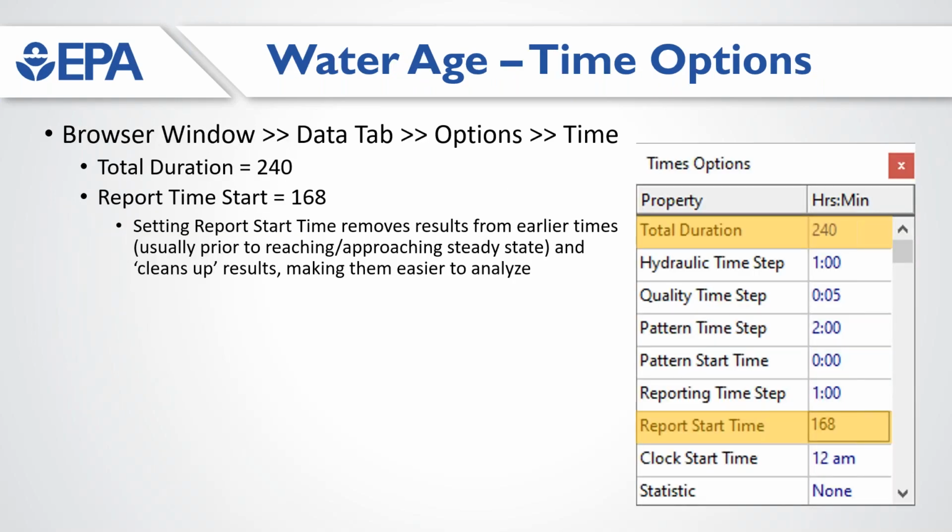So in the time options window, we can enter a value for the total duration. We'll use a total duration of 240 or 10 days and report start time of 168 or 7 days. This way, the results will only show day 7 through 10, and we won't see as much of the approach to a cyclic state, cyclic equilibrium. We'll keep the quality time step as the default 5 minutes, and now I'll show you a short video of how to do this.